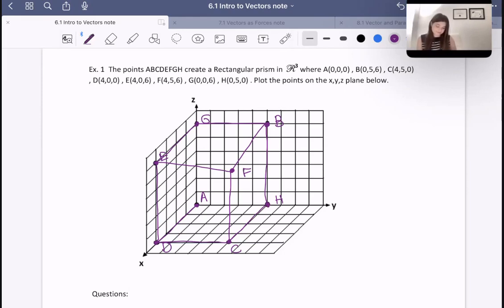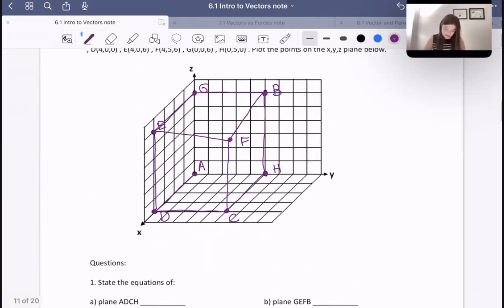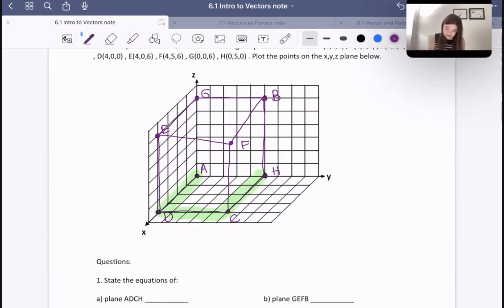Okay, so now there are some questions about what we just drew. The first one says, state the equation of ADCH. Okay, well, let's see. ADCH. So here we have ADCH. It's right there. It's the same as point H, right? It is where Z is equal to 0. Okay, so there we have that one.